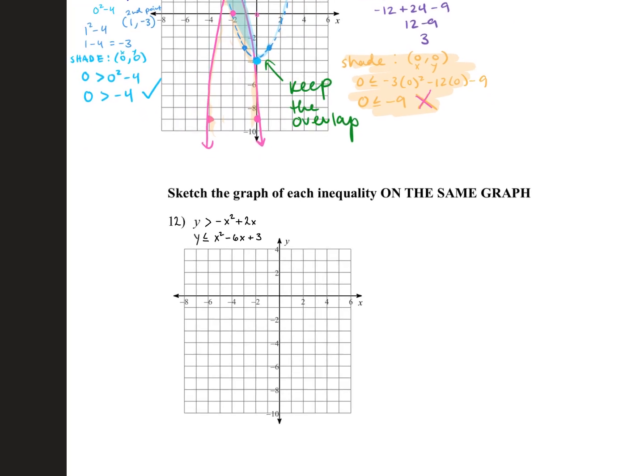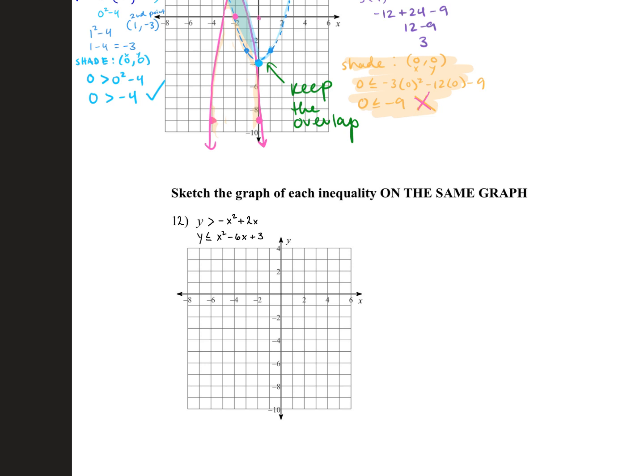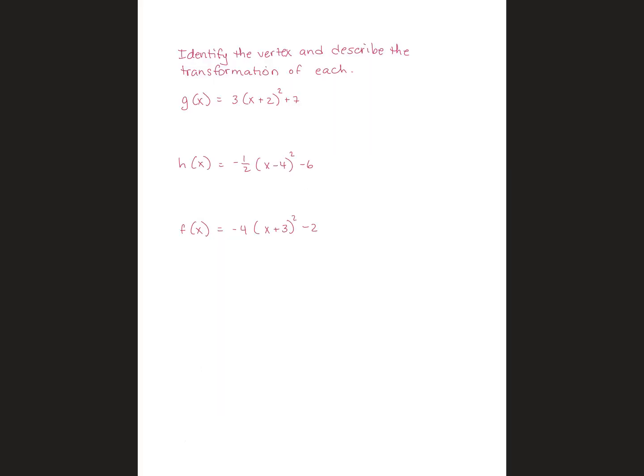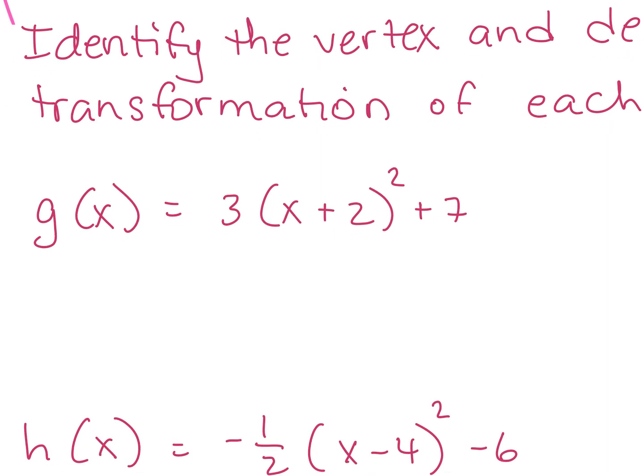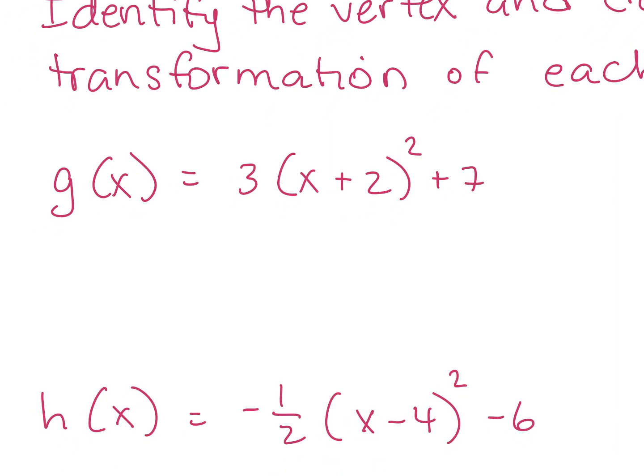All right, 12 is the same. Let's go to the next page. So on the next page, it asks us to identify the vertex and describe the transformation of each. So this is 2.1. So in our first question here, what's our vertex? -2, 7. Perfect. Remember, it's what you're adding inside and what you're adding outside, but you change the sign of your h.